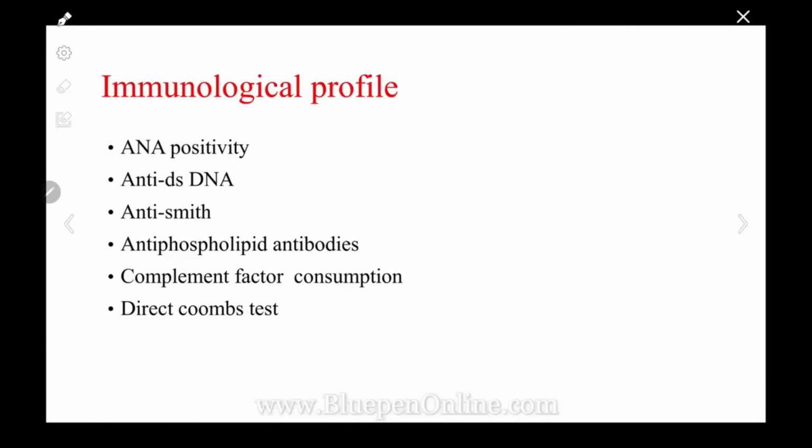How is the immunological profile in patients with systemic lupus erythematosus? They are ANA positive. This is done by a method called immunofluorescence. It is confirmed by ENA profile or extractable nuclear antigen profile, and anti-dsDNA and anti-Smith are quite specific antibodies in SLE, anti-Smith being the most specific.